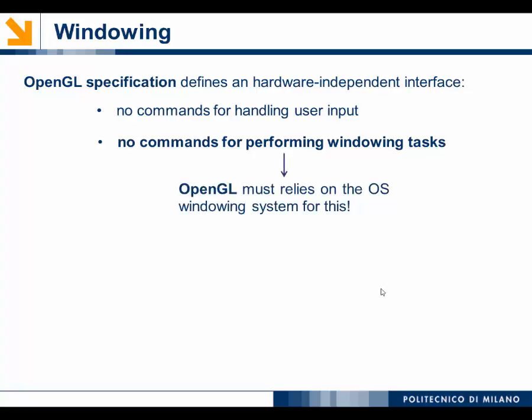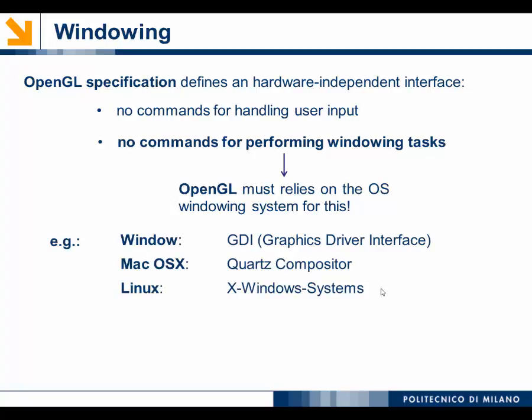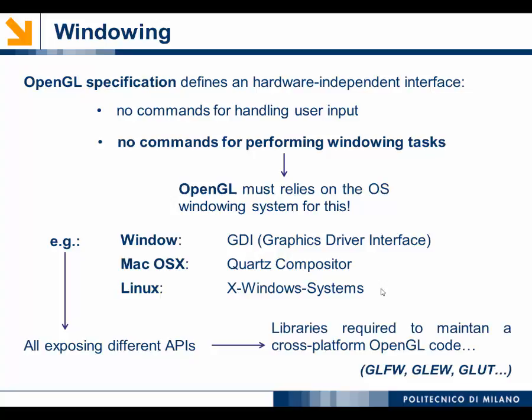OpenGL usually relies on the operating system for managing both of them. As you can see, there are many different, just example, there are more than that, but you see, there are many windowing systems. Also on Linux, you can decide which one you want to use, so that creates a lot of problems. Why? Because all of them expose a different set of APIs. Then you have the necessity of more libraries. There are some listed there, GLFW, GLEW, GLUT, etc.